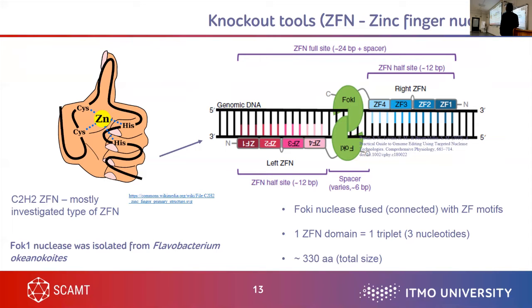Why? Because FokI nuclease works only as a dimer. If we have only one FokI nuclease, it will not cleave. Therefore we need to design our zinc fingers with a right domain and a left domain, in such a way that the FokI nucleases will be attached to each other on opposite sides of DNA, and there will be DNA cleavage and a double-stranded break.